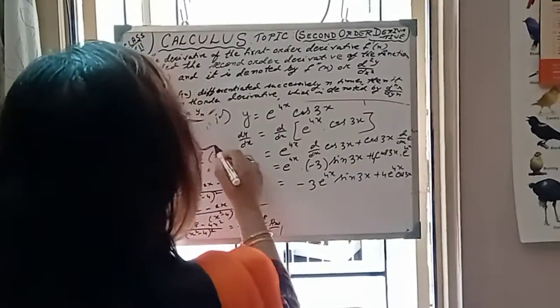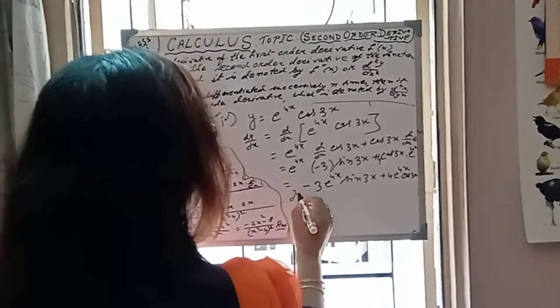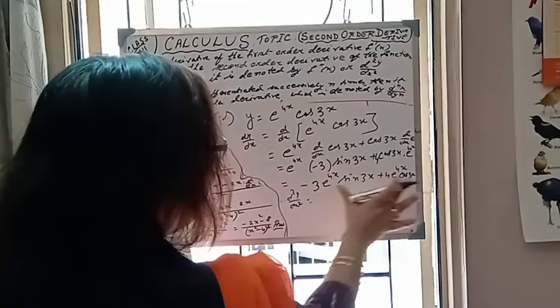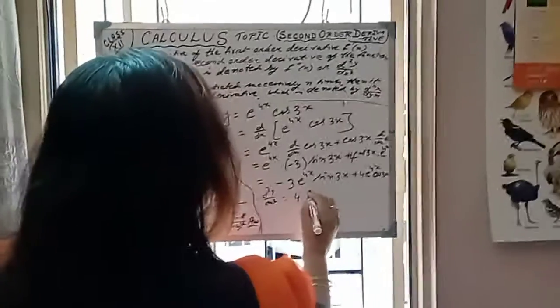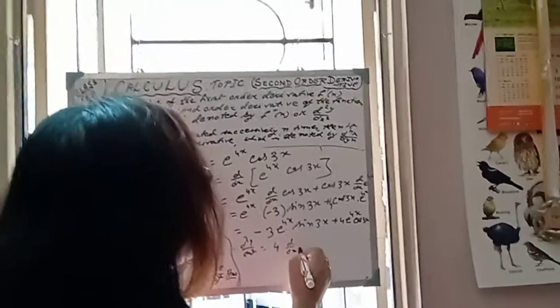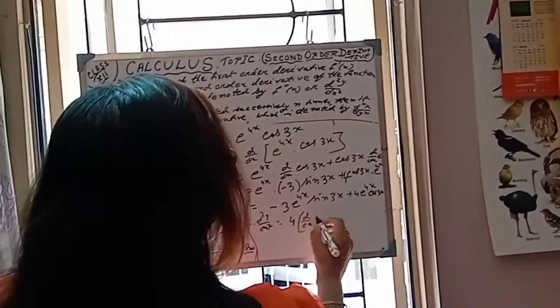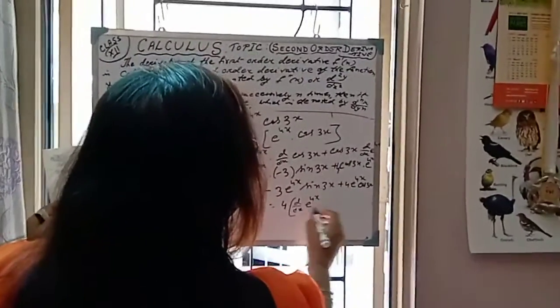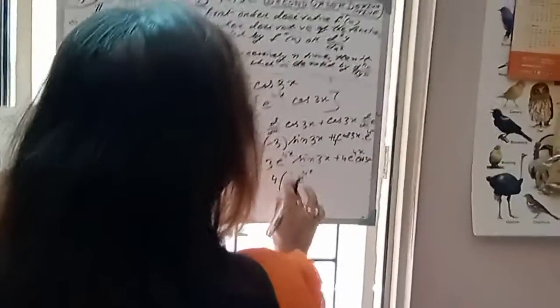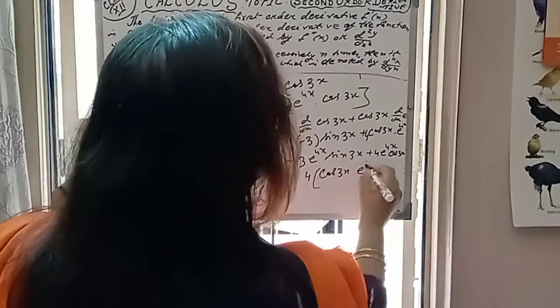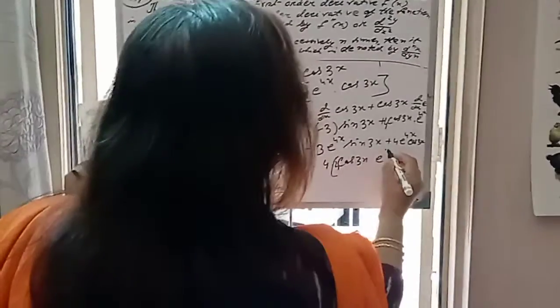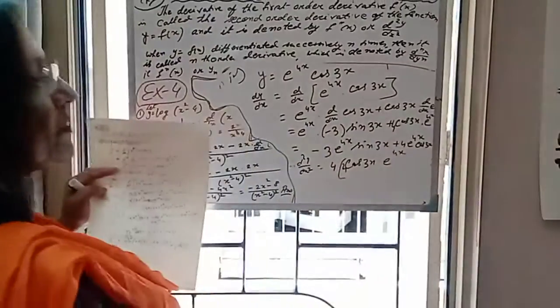Okay, now again d2y/dx2. We have to find d2y/dx2. So again find the derivative of this function. Write this term first. 4 into d/dx of e to the power 4x cos 3x: e to the power 4x means 4 e to the power 4x, so d/dx of e to the power 4x cos 3x gives 4 e to the power 4x cos 3x.